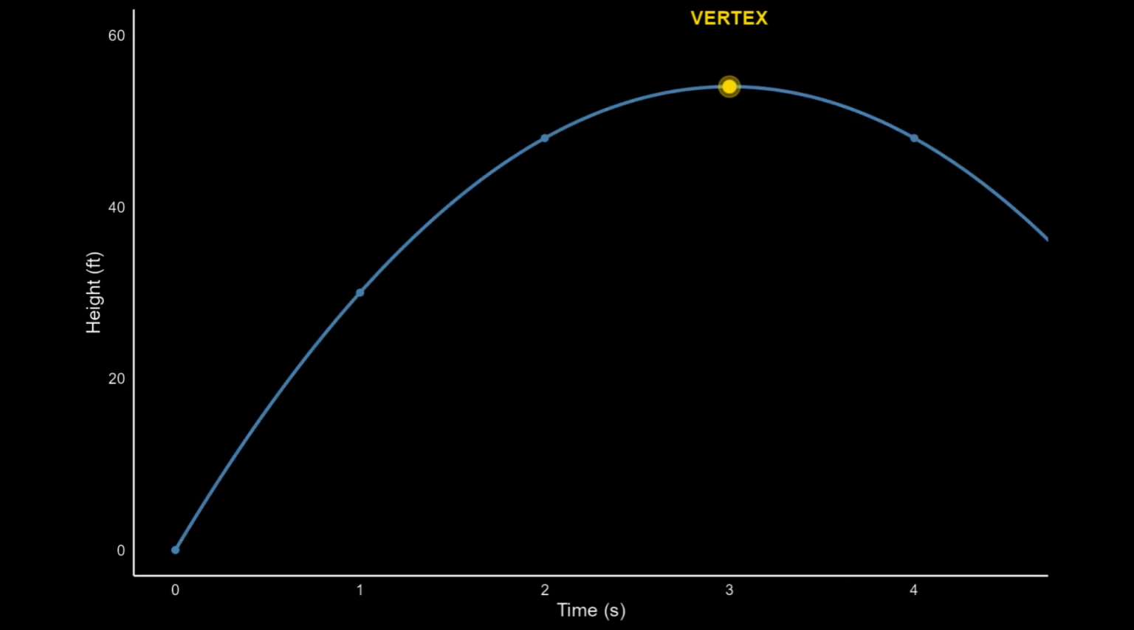But notice, every feature we found today, we found by reading whole seconds off a table. What if the ball's real peak wasn't at a clean number like 3 seconds? What if it happened at 2.5 or 2.73? Our table wouldn't show it, and our graph could only guess.